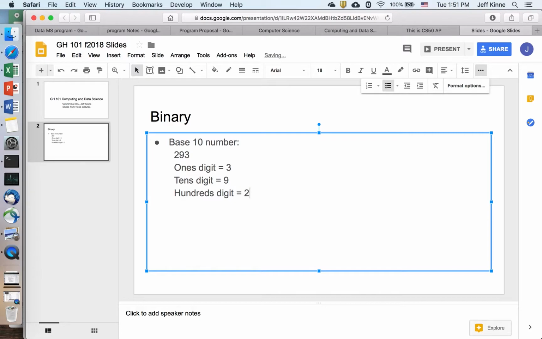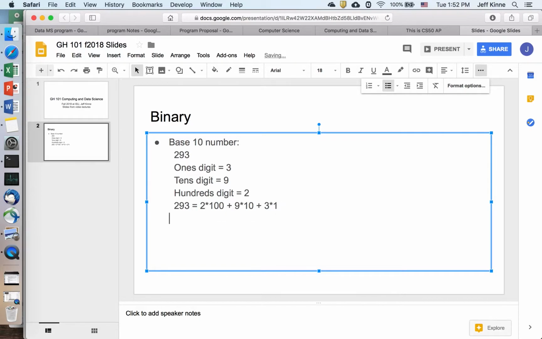Okay, so another way to write this number, 293, is 2 times 100 plus, sorry, 9 times 10, plus 3 times 1. And there we see the 3 is the ones digit, the 9 is the tens digit, and the 2 is the 100s digit.